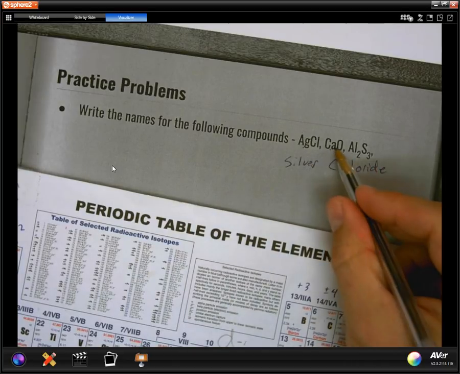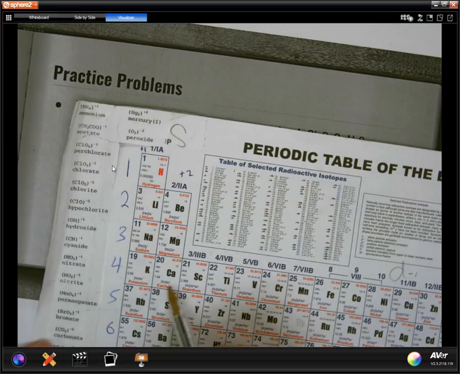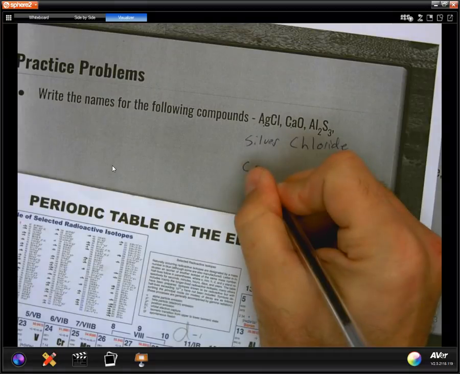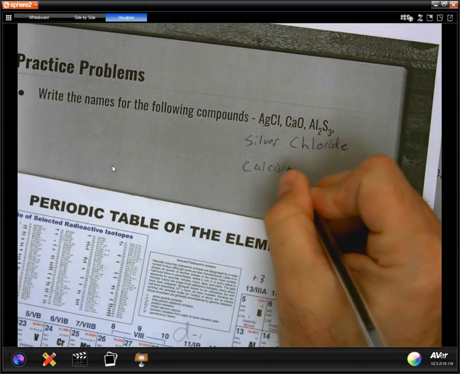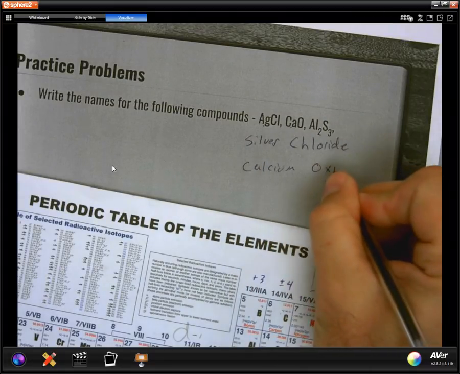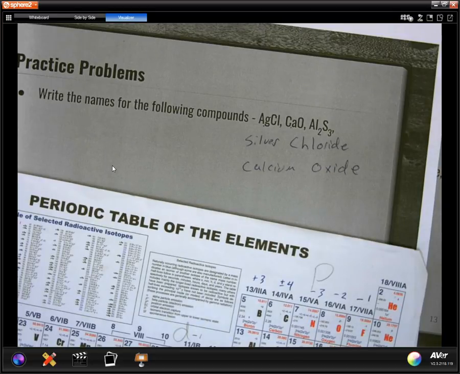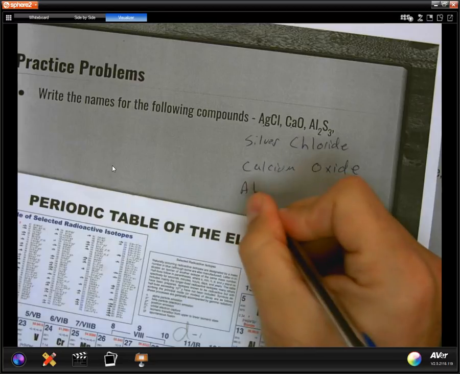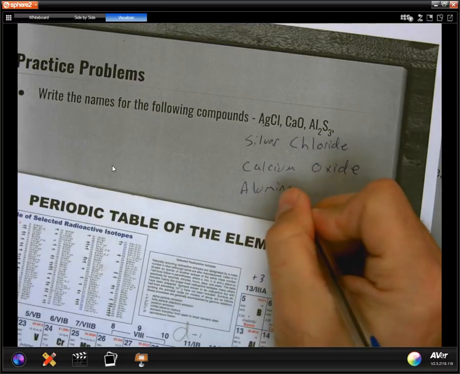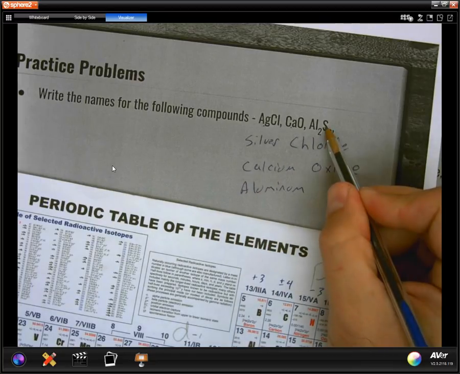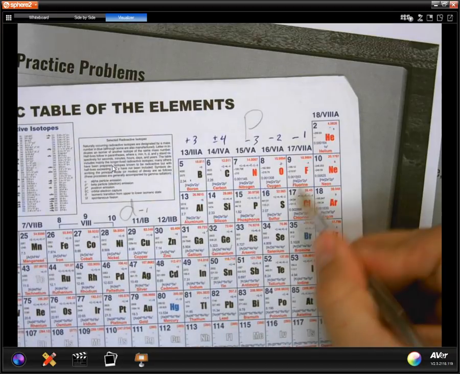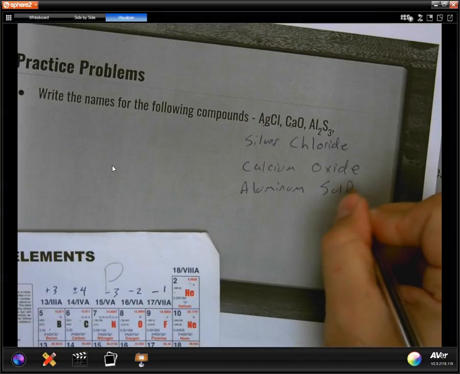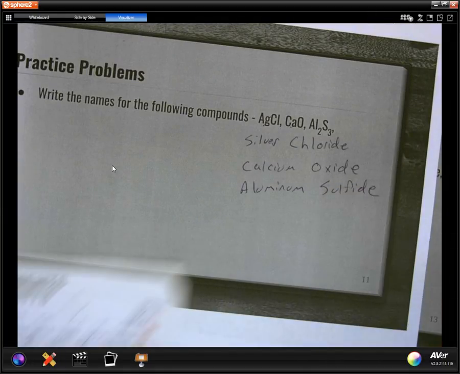Look at the next one, CaO. Ca is calcium. O is oxygen. Change the ending. So it's very simple, calcium oxide. Quite easy, right? Last one. How do I name this? Al stands for aluminum. Sulfur is S, but when it's an ion form, we're going to call it sulfide. So how do I name this? Aluminum sulfide. Easy, right?